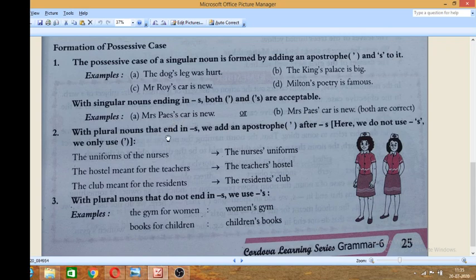With plural nouns that end in s, we add only an apostrophe. Here, the uniforms of the nurses, the nurses' uniforms. Nurses already has an s, but we do not add another. The teachers' hostel, the residents' club. With plural nouns that do not end in s, we add apostrophe s. The gym of women, the women's gym. Women is a plural noun, but it does not end in s, so we use apostrophe s.